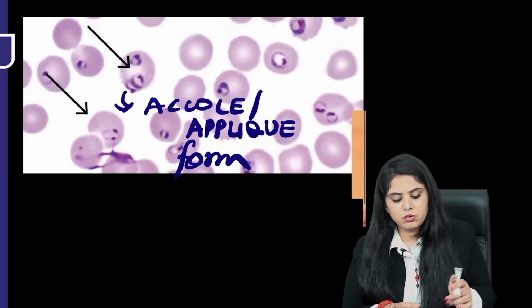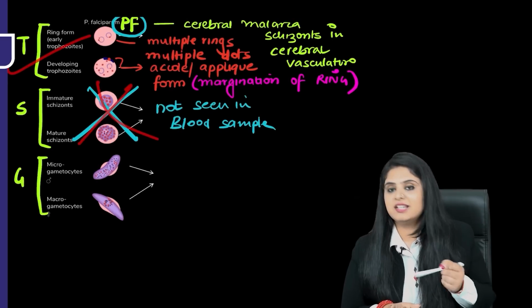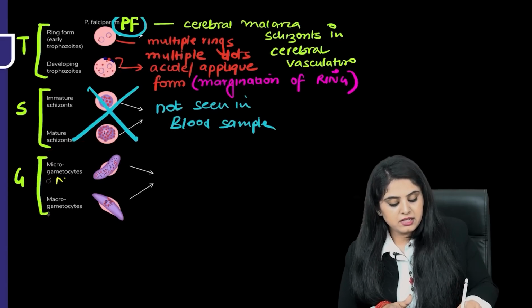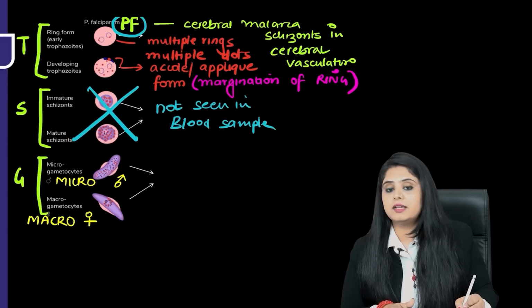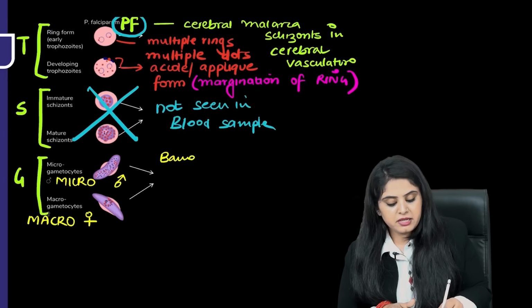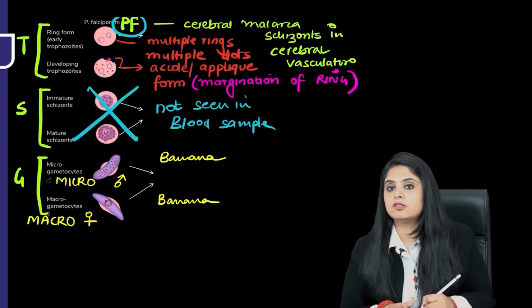So trophozoites are done. Schizont, happy news, we don't have to see it. Now we come to gametocyte. Again, the story is the same. The microgametocyte will be given to the male and the macrogametocyte will be given to the female, because females get more importance. And what is the shape that you're seeing over here? The shape that I'm seeing over here is banana. Banana shaped gametocytes, male and female, are seen.